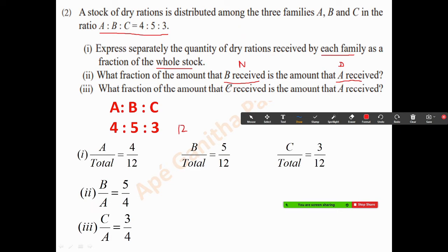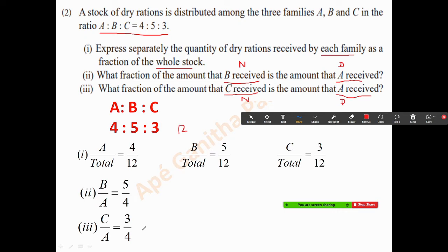Next one. What fraction of the amount that C received? They are asking about C. What fraction of the amount C received? So this C is the numerator. Is the amount that A received. So A is the denominator. C over A. C means 3 parts. A means 4 parts. So 3 over 4. This way.